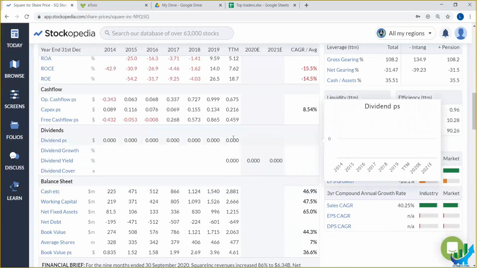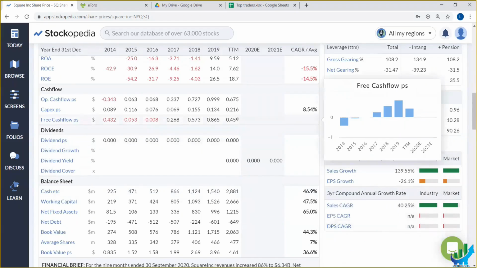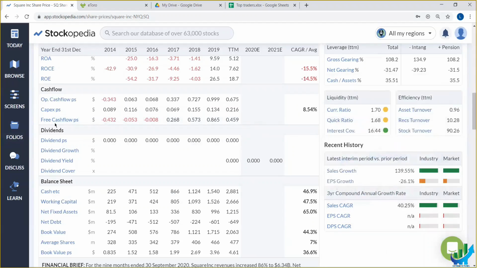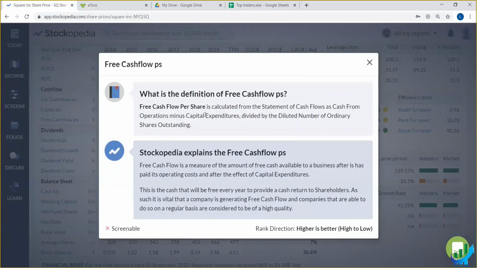Obviously they don't give a dividend. One of the most important metrics I use, and I think any accountant, any analyst would look at, is free cash flow. Let's see how Stockopedia define it. Free cash flow is a measure of the amount of free cash available to a business after it has paid its operating costs and after capital expenditure. In other words, how much cash have they got left in the business after all of their expenses?